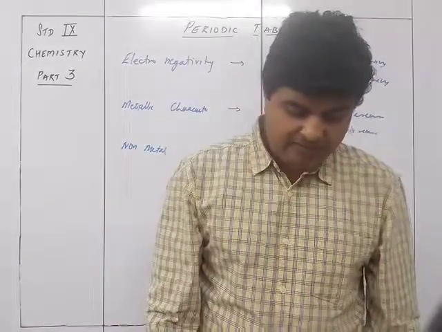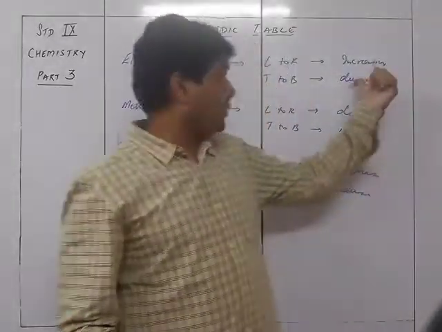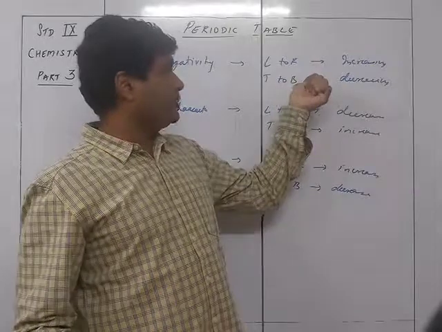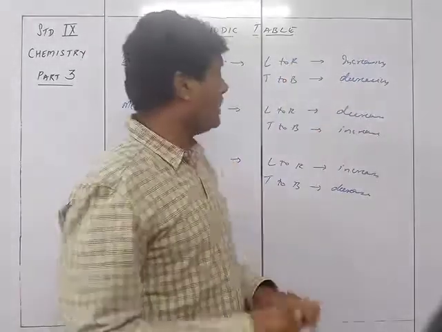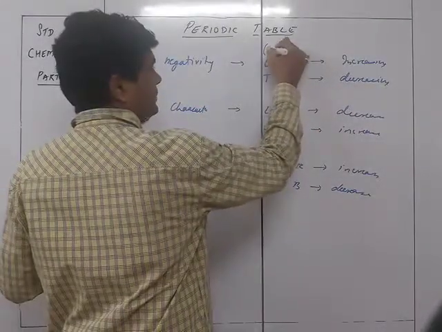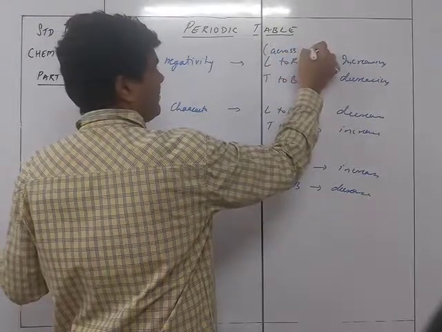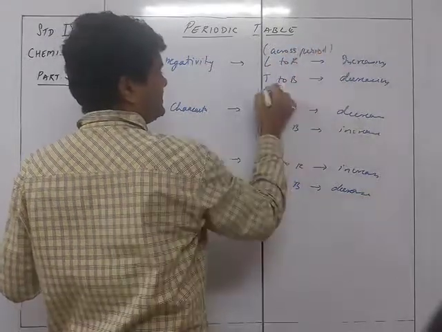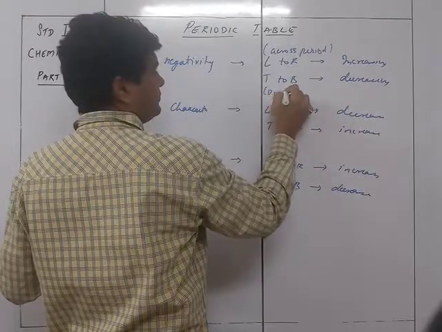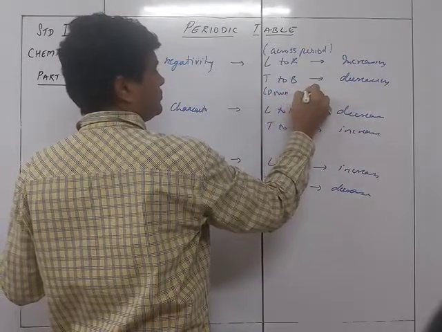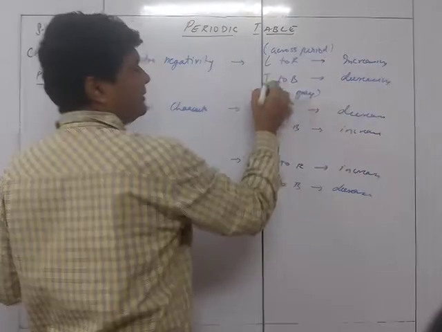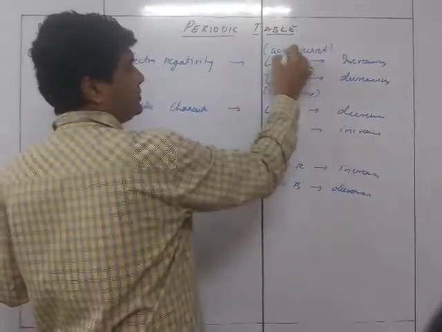So the trends will be down the group. This is down the group, and this is across the period. This is across the period, and this is down the group. This is down the group and this is across the period.